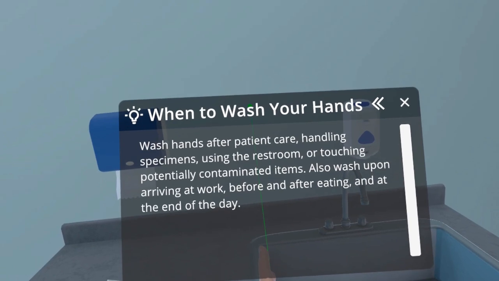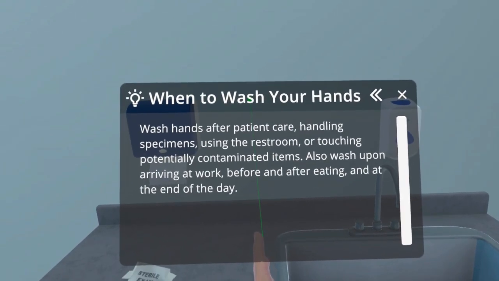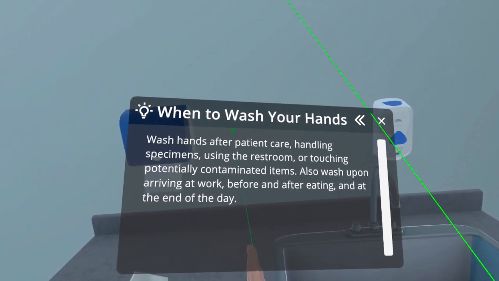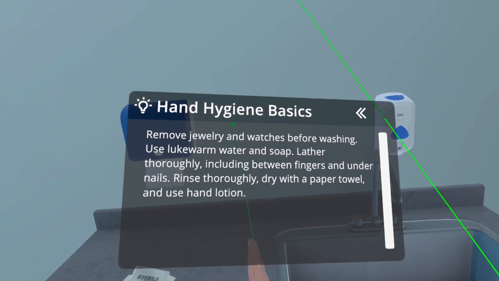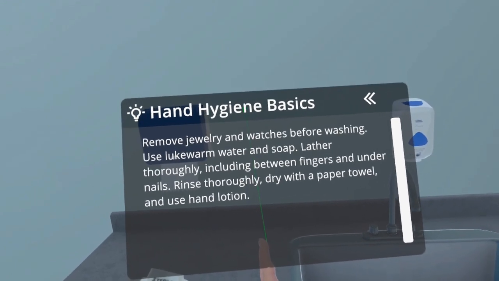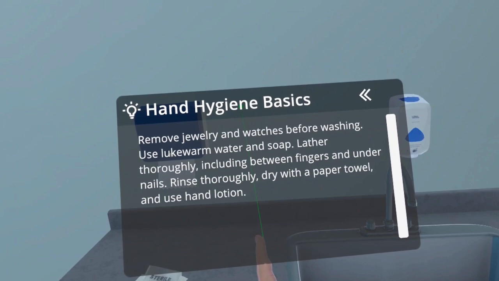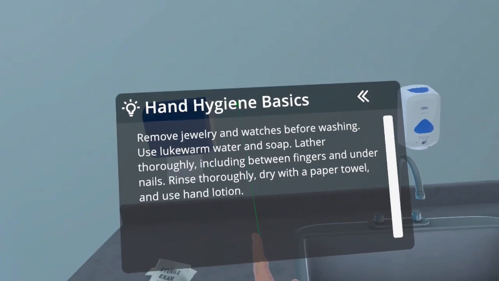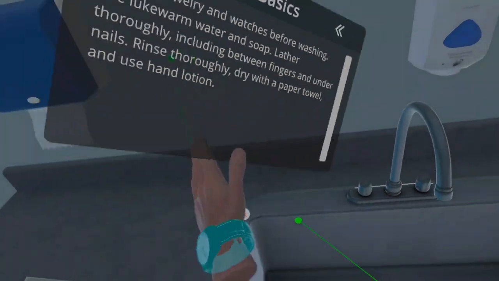Wash hands after patient care, handling specimens, using the restroom, or touching potentially contaminated items. Also wash upon arriving at work, before and after eating, and at the end of the day. Remove jewelry and watches before washing. Use lukewarm water and soap. Lather thoroughly, including between fingers and under nails. Rinse thoroughly, dry with a paper towel, and use hand lotion.